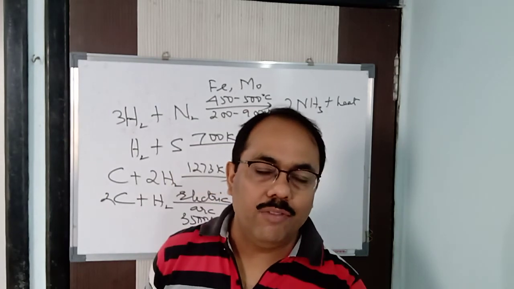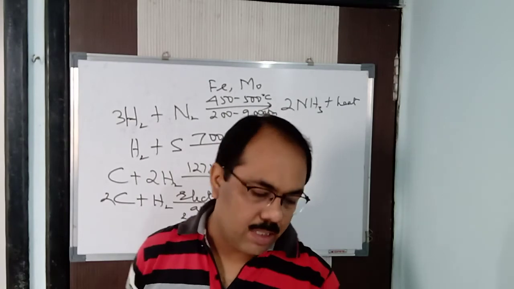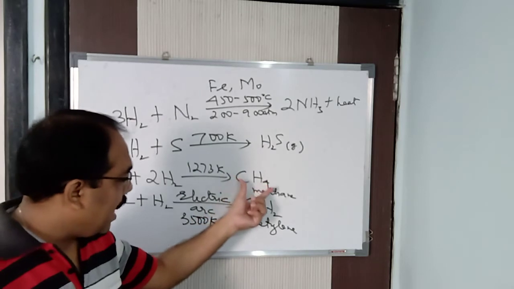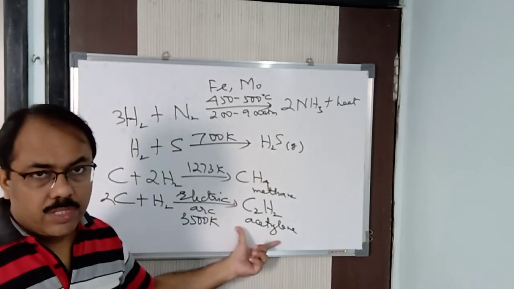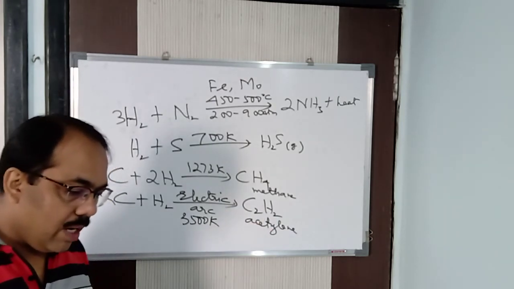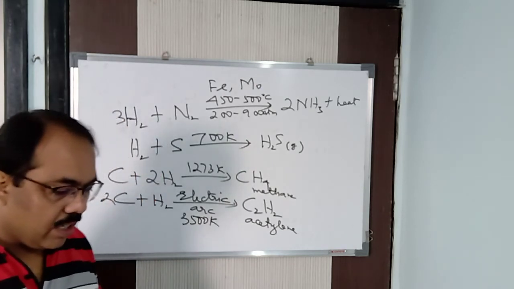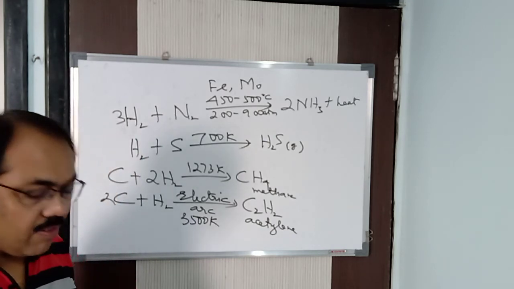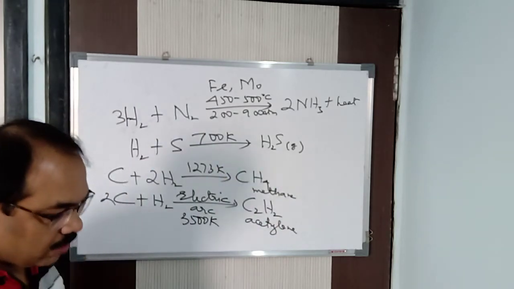So in this way, when carbon reacts with hydrogen under different conditions, it forms, this is an alkane which is methane, and this is known as an alkyne in organic chemistry. That is acetylene. So acetylene gas is produced when carbon reacts with hydrogen under different conditions. This is the formation of hydrocarbons. Together we can call them hydrocarbons.